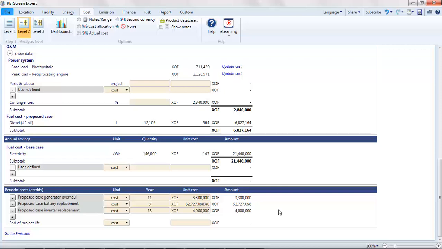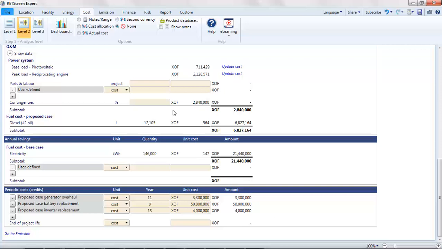RETScreen will raise these periodic costs according to the rate of inflation. If we thought that was unreasonable, for example because we expected battery or inverter costs to decline, we would need to adjust them. I'll assume that due to advances in battery technology, future battery replacement will be only 50 million francs CFA.